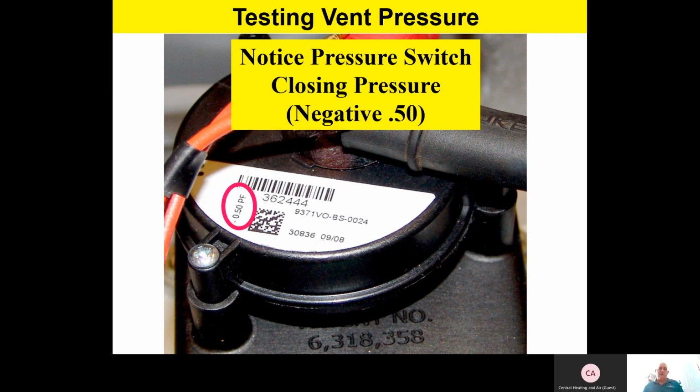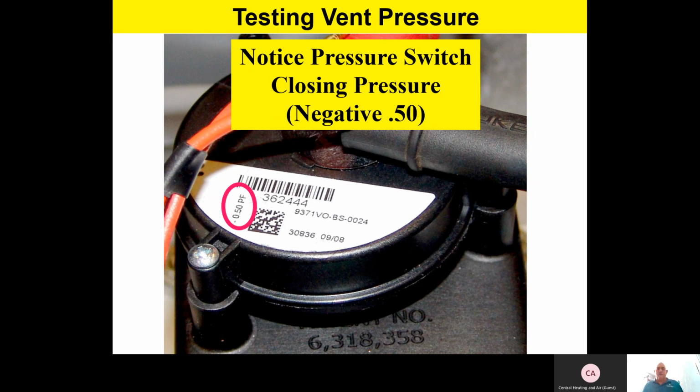So you'll notice in our example here that the closing pressure or the operating pressure of this switch is a minus or negative 0.50 inches of water column. Again, a negative 0.50 inches of water column. Please write that down and remember it, because as we start doing some examples of testing a vent pressure switch, we want to remember that switch is going to operate at negative 0.5 inches of water column.